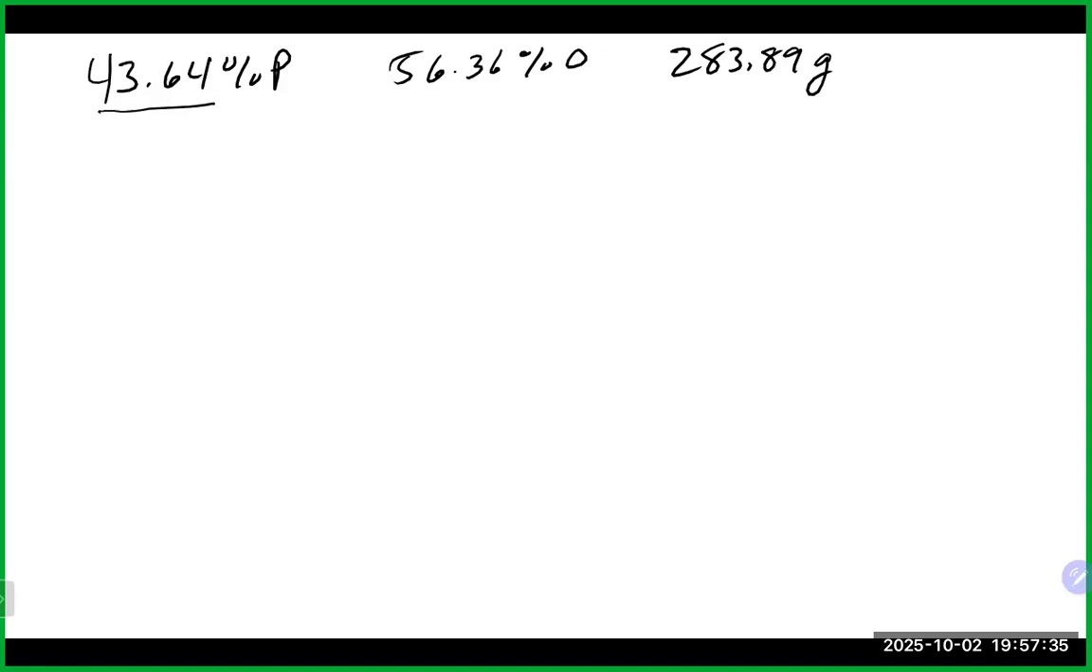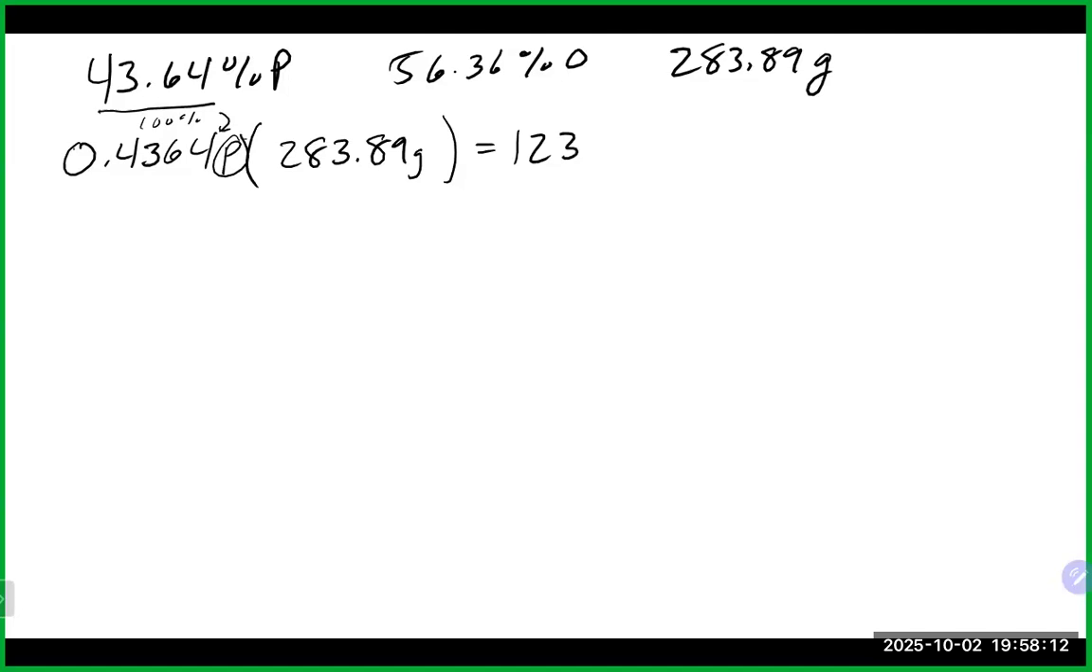So because these are the percent compositions of each of these elements, we could actually just start with the percent composition and turn it into a decimal. You divide it by 100 or move the decimal and take 0.4364, which is this guy, divided by 100%. We could take that percentage and times it by 283.89 grams. And what that's going to give you is how many grams of that 283 is phosphorus. So if I do that, 0.4364 times 283.89 gives me 123.89 grams of that compound was made up of phosphorus. I could then take the molar mass of phosphorus, which was 30.97 grams per mole, and divide that by 30.97, and I end up with a 4.